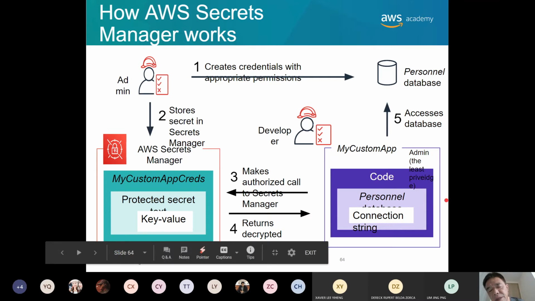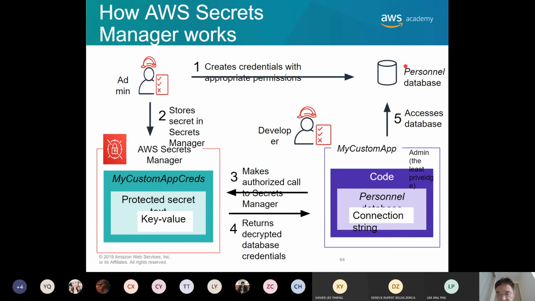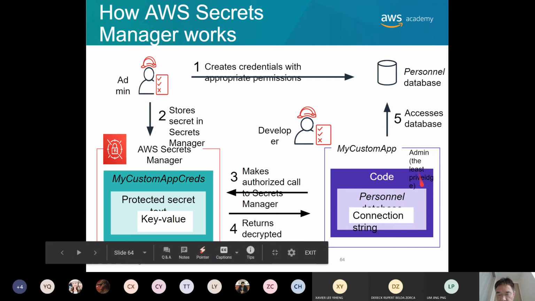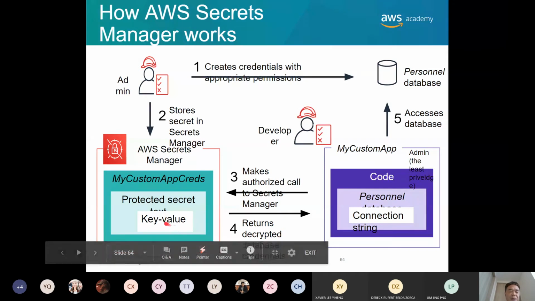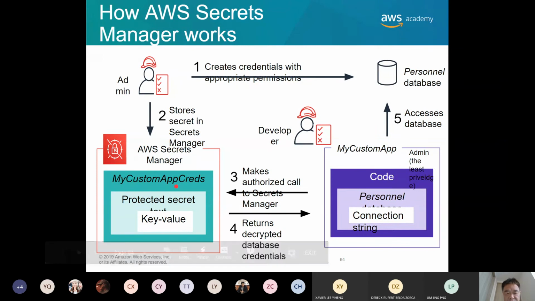Now, let's think about this. Is it possible that we don't hard code? In the hard coding, the user is admin and there is a password. We don't hard code these credentials for connecting to the database, right? So where should we put the credentials? We can put these credentials in AWS Secrets Manager. It's a key-value pair: what's the username, what's the password for the database credentials. So in our code, we don't have hard coding.